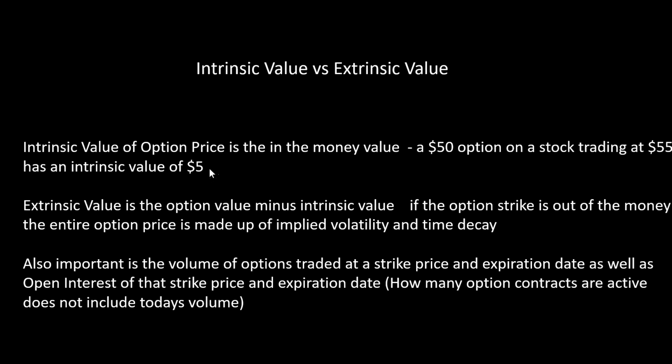So if you've got a $50 call on a $55 stock, it's always going to be worth $5 as long as that stock stays at 55. But the option price, if a week goes by and the stock's still trading at 55 and you had to pay $7 for the option, it's probably going to be down to about $6.50 or $6.25 because of the time decay that's been drained out of there. That's why option prices go down when a stock goes sideways. So that's what the extrinsic value is.